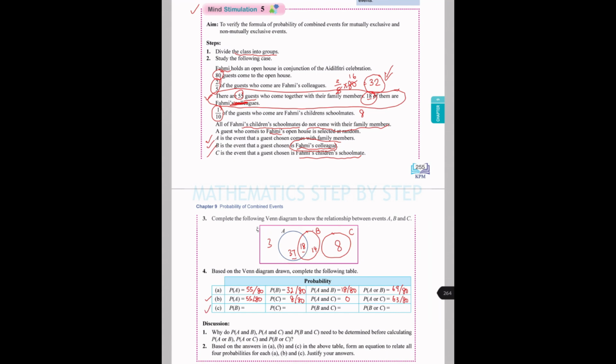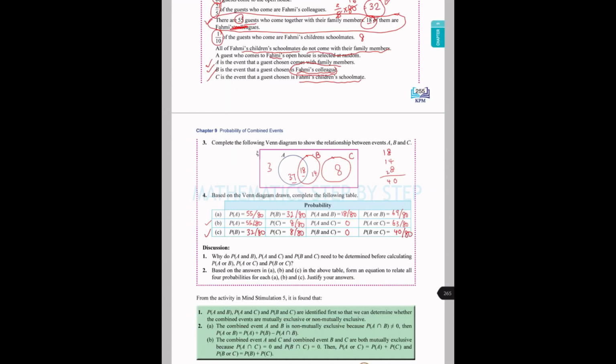Then let's proceed to C. Probability of getting B is 18 plus 14 out of 80, which is 32 over 80. Then probability of getting C is 8 over 80. Probability of getting B and C is 0 again, because event B and event C are mutually exclusive. Then probability of getting B or C: B is here, C is here. So we add up, okay? 18 plus 14 plus 8 equals 40, okay? So 40 out of 80, okay?